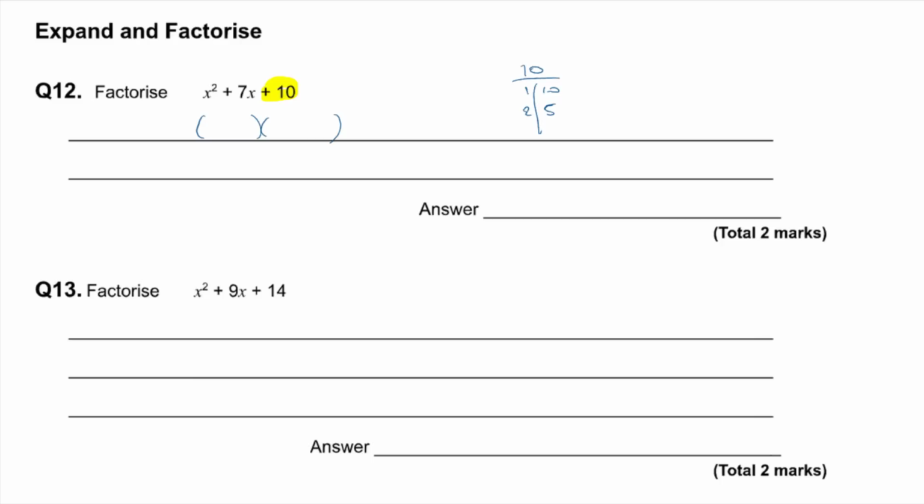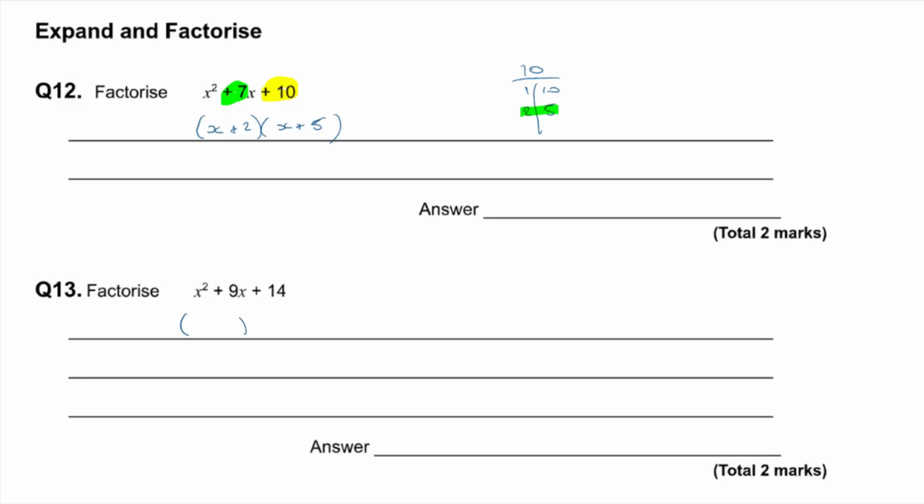And then once I've got the factor pairs, I think about which factor pair is going to deliver me that 7 in the middle. It's this pair here, the 2 and the 5. 2 plus 5 is 7, so that must be the pair I need. So I'm going to get x plus 2, x plus 5. Does it matter which way around they go? No, it doesn't.